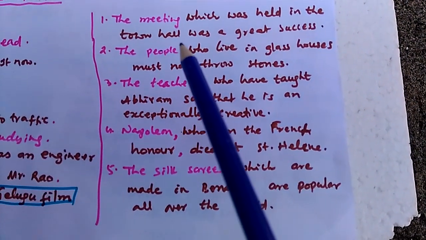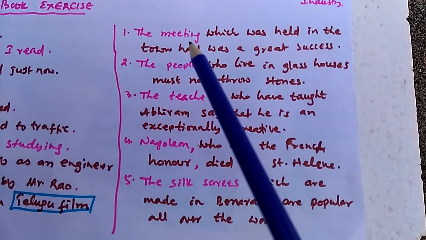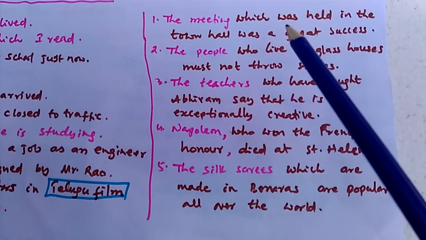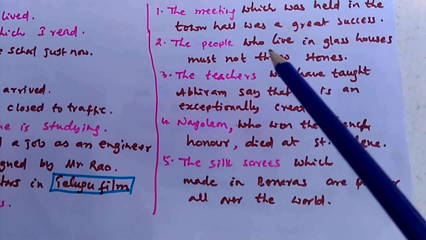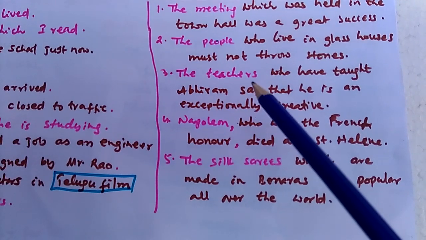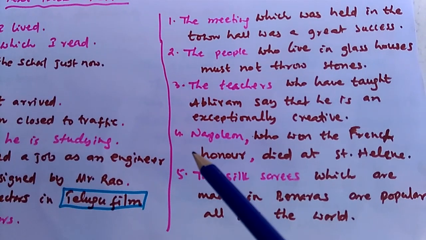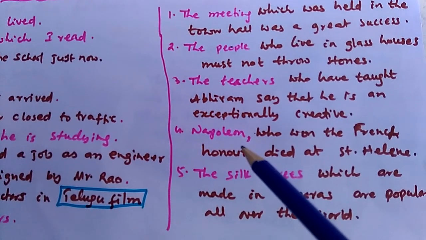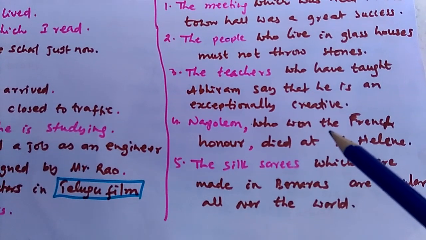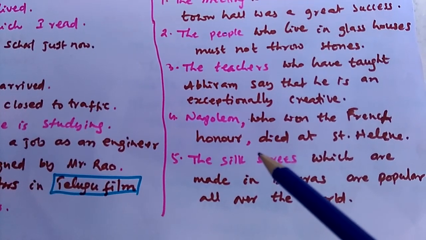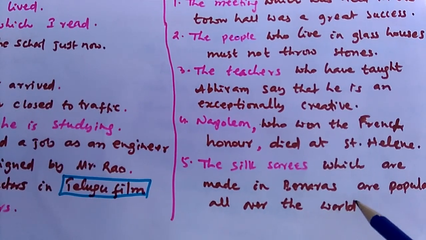Let us look at another exercise. The meeting. Here, which meeting it is, we don't know. So this clause is a defining clause. The people. Which people they are, we don't know. So this clause is a defining clause. The teachers. Which teachers they are, we don't know. So this clause will be a defining clause. Napoleon, the name is there. So by looking at the name, we can easily identify who this person is. So then this clause will be a non-defining clause. So it is kept between commas. The silk sarees. Which silk sarees they are, we don't know. So this is a defining clause.